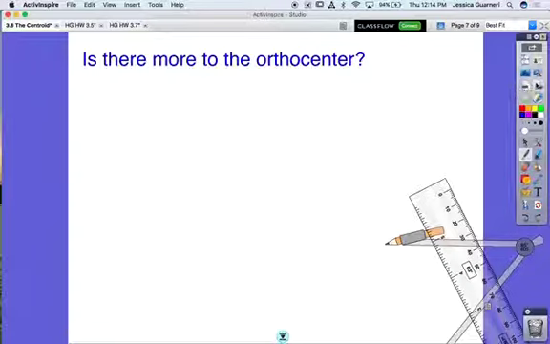Inscribes a circle, but how come? Because it's equidistant from the sides. Thank you. What's special about the orthocenter? It's equidistant from the vertices. Yes. Okay, I'm not gonna lie, that was a flat out guess.